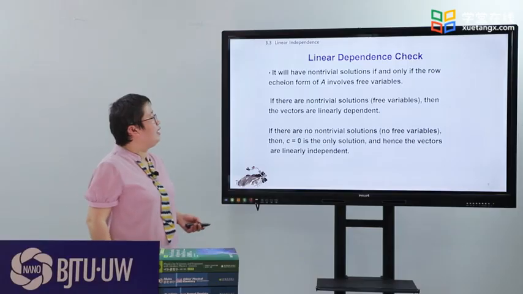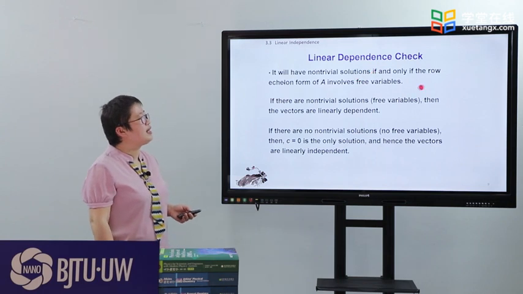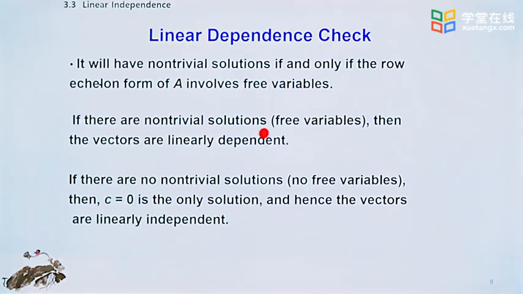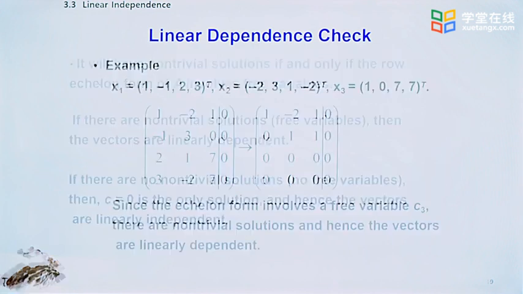Okay. It will have non-trivial solutions if and only if the row echelon form of A involves free variables, right? And if there are non-trivial solutions, then there are free variables, and the vectors are linearly dependent. Okay. If there are no non-trivial solutions, no free variables, then C equals 0 is the only solution. Then the vectors are linearly independent, corresponding to the definition of linear independence.